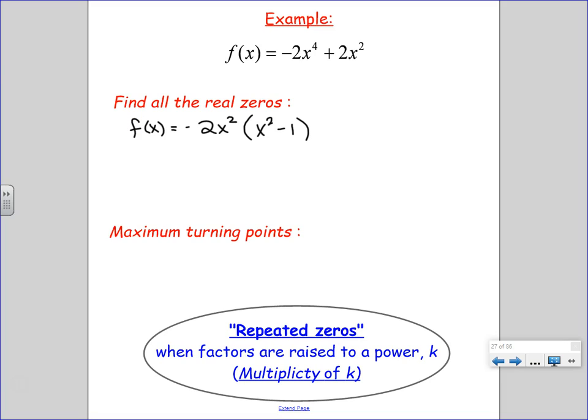Negative times a negative is a positive. Sorry, negative times a positive is a negative. Negative times a negative is a positive. The factoring isn't that hard because what can I do now that I have it down to x squared minus 1? Difference of squares.